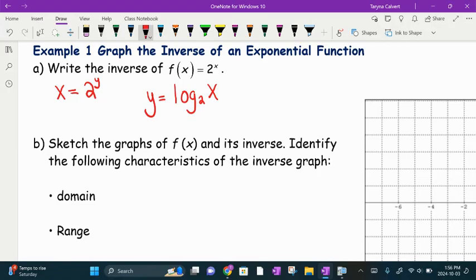So we know that with an exponential graph, we do have a horizontal asymptote. And what moved the horizontal asymptote on an exponential? Right, k did. Do you guys agree? So guess what's going to move a vertical? Right, h is going to move our vertical.